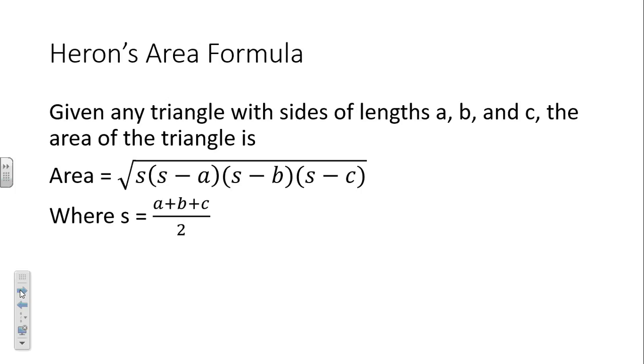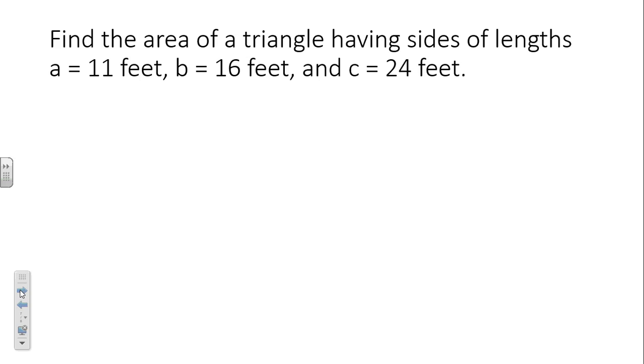So let's see it in action. So now we have a triangle that has 3 side lengths, 11 feet, 16 feet, 24 feet. And we're asked to find the area. So the first step is to find what? S. So if we want S, yep, add the 3 up, divide by 2. So we get 51 divided by 2, 25.5, right?